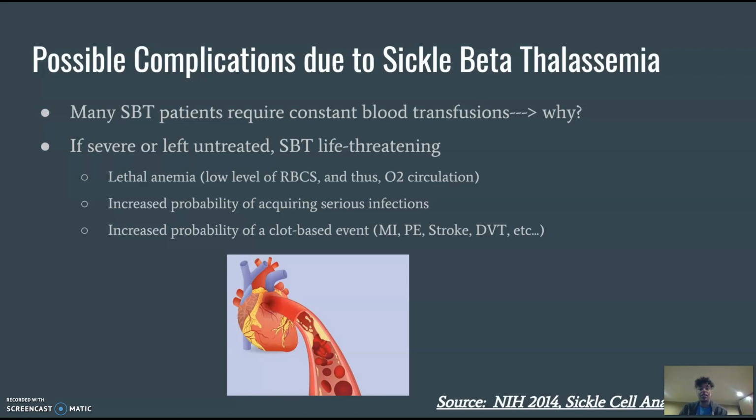It could cause a lethal anemia, a very low level of red blood cells, low O2 circulation, and impaired organ function, and organs can shut down. Also, it lowers immune function and can open you up to acquiring more serious infections. And like I was talking about before, it can increase the probability of a clot-based event because of the weird sickling shape, like the barrel of monkeys, of the sickle cells, and they can get stuck together and cause clots, heart attacks, strokes, pulmonary embolisms in the lungs, all types of clots.